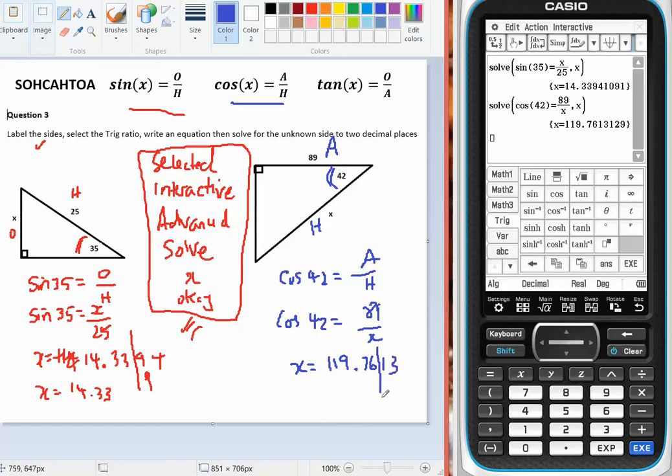119.7613. If I'm doing it to two decimal places, I'll look at the third decimal place. It's small. So x equals 119.76. If you're not getting those answers, you might not have this in decimal.